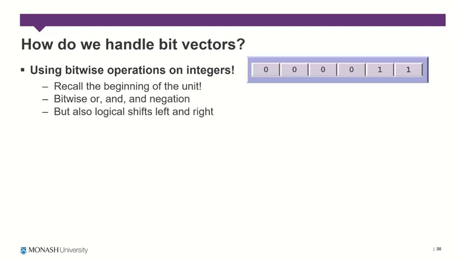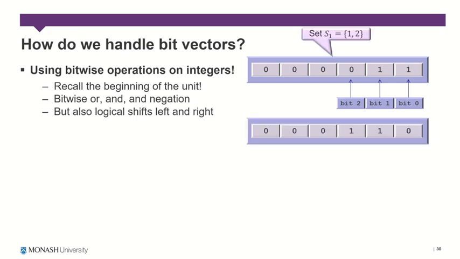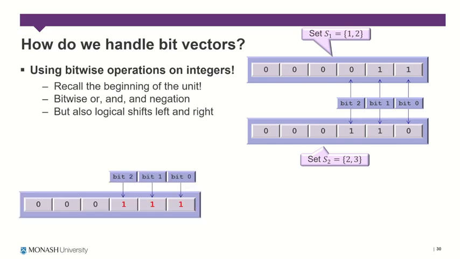Let's look at an example. We can see bits 0 and 1 have been set in this example, so this integer represents the set containing the elements 1 and 2. We'll call that S1. In this second one, we can see bits 1 and 2 have been set to 1, so that's going to contain the elements 2 and 3. If we apply our union operation, the combination means 1, 2, and 3 are the elements in the resulting set.